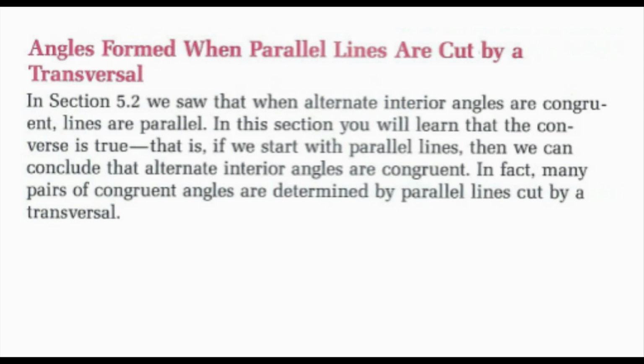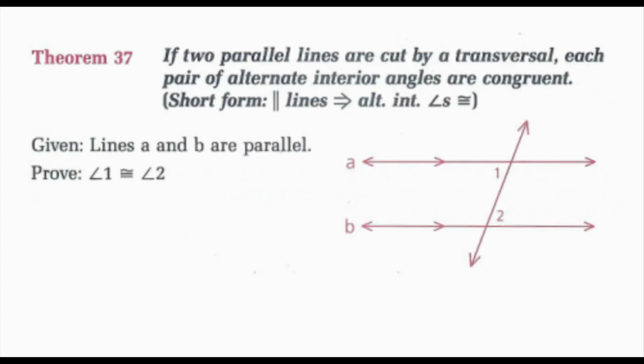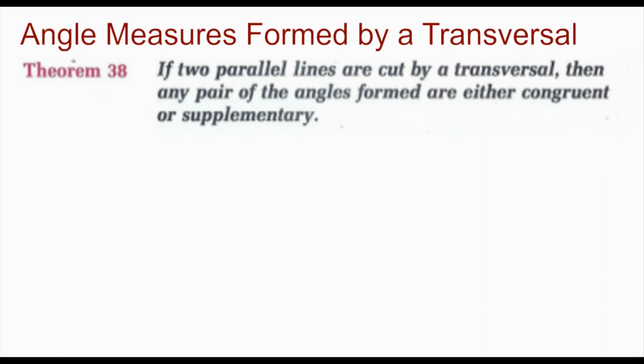Now the converse of all of these theorems is also true. So if we have parallel lines, then alternate interior angles are congruent. So if I want to use this in a proof, I can say if parallel lines, then alternate interior angles are congruent. Now angles formed by a transversal. So if I cut two lines by a transversal and those lines are parallel, then any pair of the angles formed will either be congruent or supplementary.